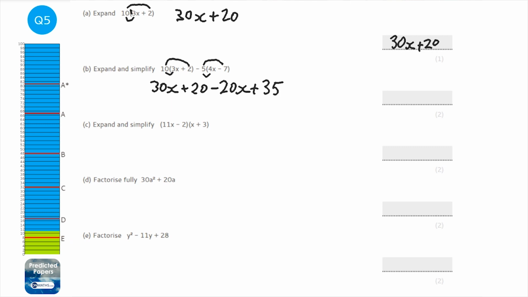Okay, let's collect the like terms. So 30x take away 20x is going to be 10x. And then we've got 20 plus 35, which is 55.